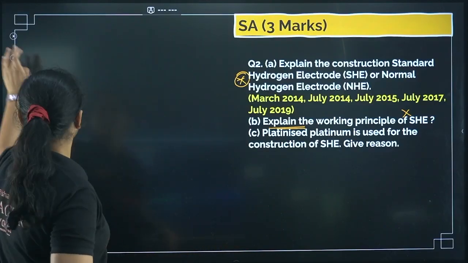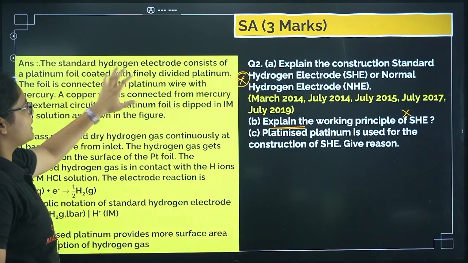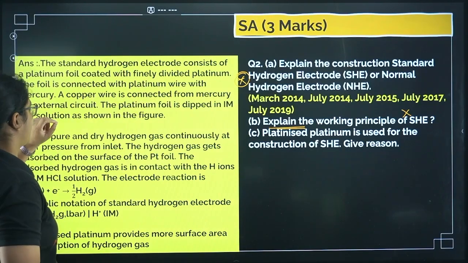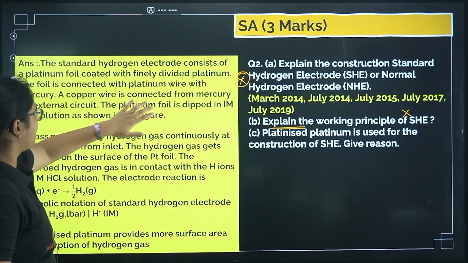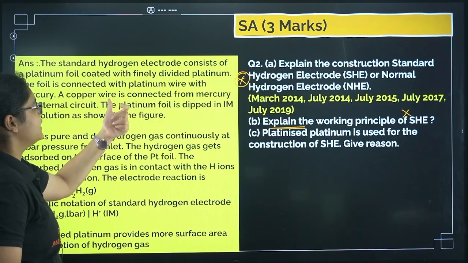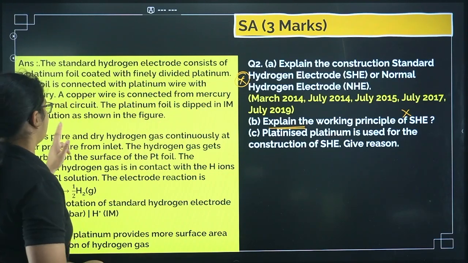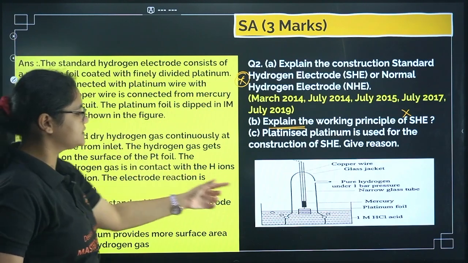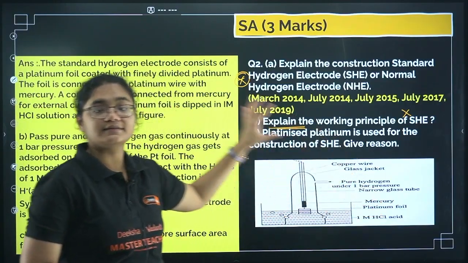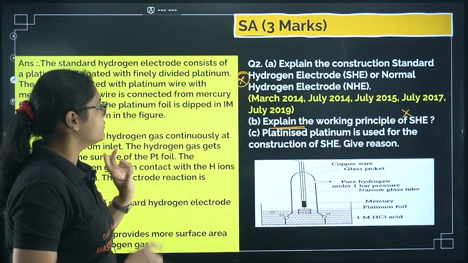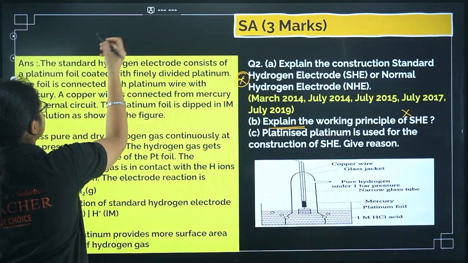So first let me tell you what is SHE. The standard hydrogen electrode consists of a platinum foil coated with finely divided platinum. The foil is connected with a platinum wire with mercury. A copper wire is connected from the mercury for the external circuit. The platinum foil is dipped in 1 molar HCl concentration. This is the diagram you have to draw, and this is the construction that you have to write.